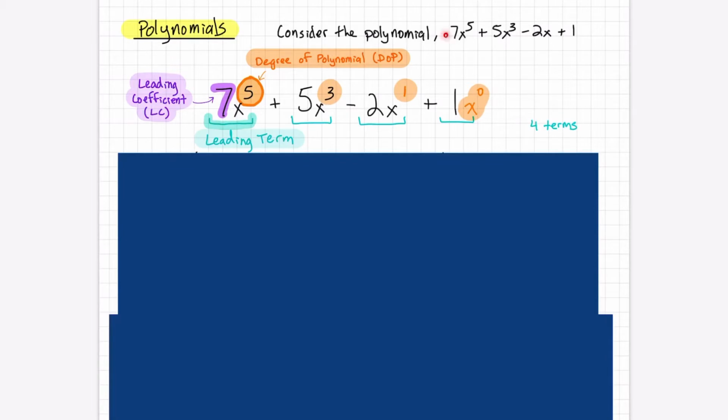Now, before we get to the end behavior part, let's talk about what in the world a polynomial is. So let's consider this polynomial, 7x to the fifth plus 5x cubed minus 2x plus 1.